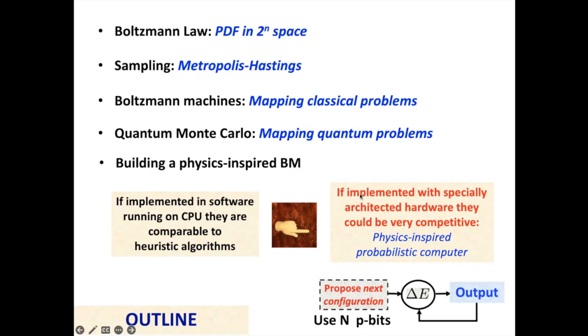But what I'd like to point out, and that's this final part of the talk, is that if you implement it with specially architected hardware, then they could lead to a lot of acceleration of the computation. So it could lead to very competitive results. And that's what I'd call a physics-inspired probabilistic computer.